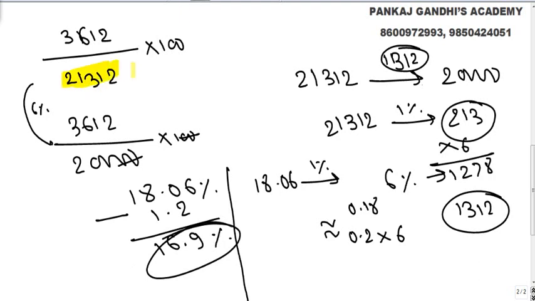I repeat. 21,000, we made it 20,000. Nearly we have reduced it by 1,300. 1% of the number is 200, so close to 6%. We have reduced close to 6%, so the answer should also be changed by 6%. I'm so sorry, it was 18.6. 6% of that is close to 1.2. So what we get here is 17.4%.